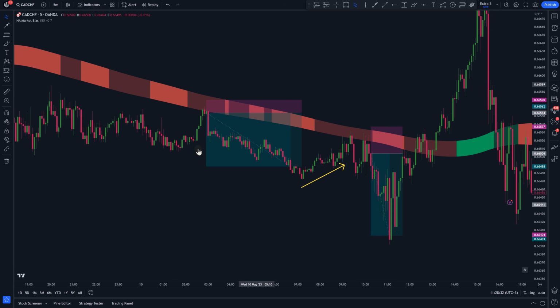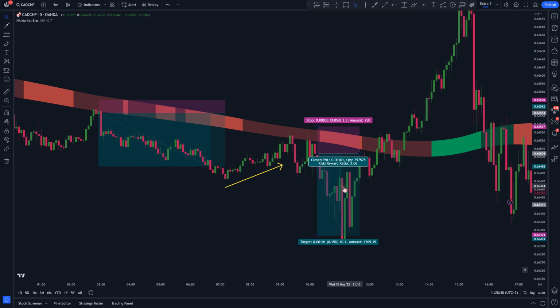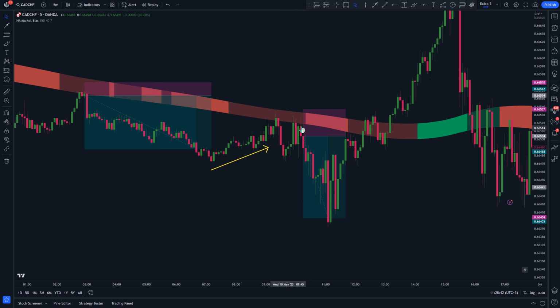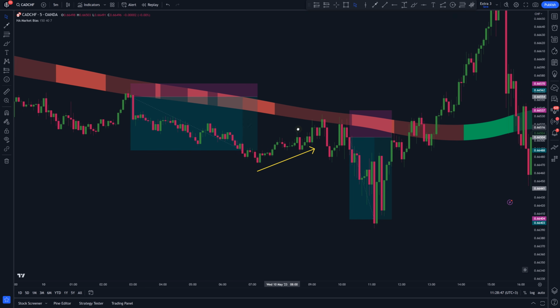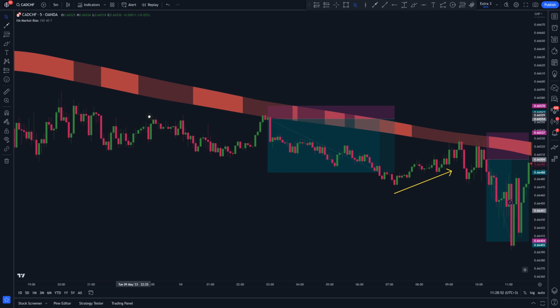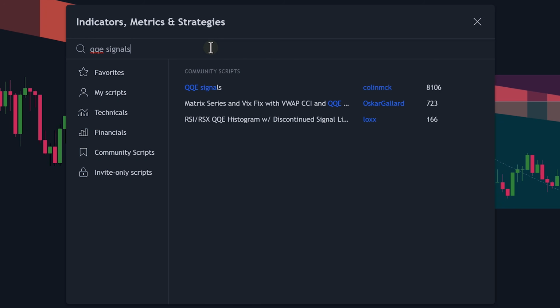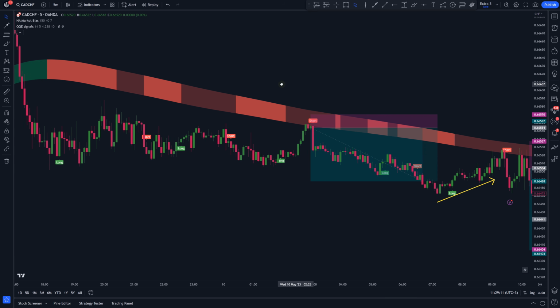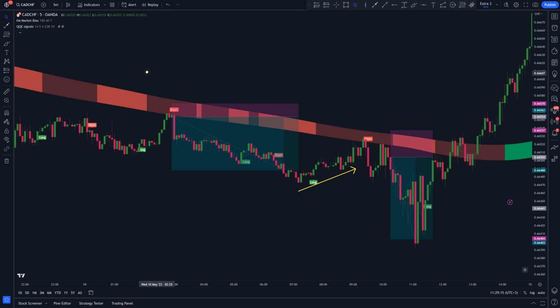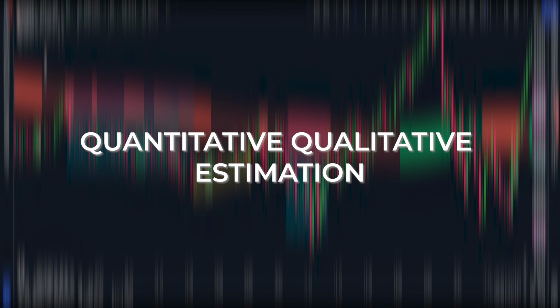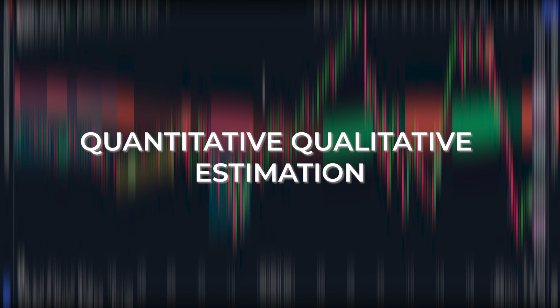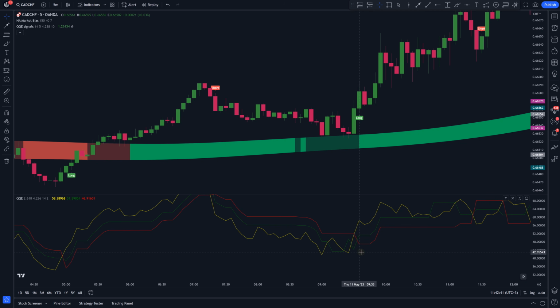Now, looking at these trades, they're really good, but how do you decide exactly when to enter your trade? This is where a buy-sell indicator would really help. For this video, we're gonna go with one that's called QQE Signals, this one by Colin MCK. The QQE Signals is a buy-sell indicator derived from another indicator known as the QQE, which stands for Quantitative Qualitative Estimation. This is the original indicator compared to the Signals one.